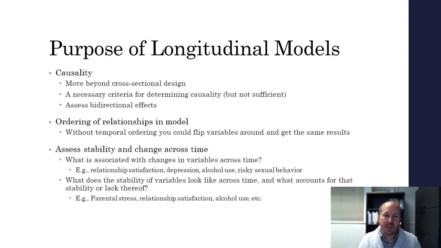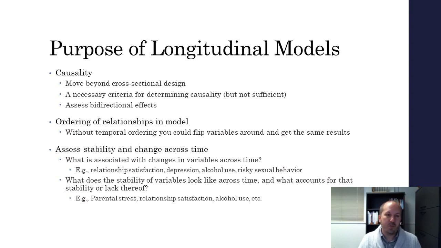Without temporal ordering, when you're doing your models, you could flip around variables in whatever order and get the same results. So you can flip an IV and a DV and you'll still get the same results, much as you would with doing multiple regression in SPSS. Once we have temporal ordering, then we actually have something more than just theory for the sequential ordering we have in our model.